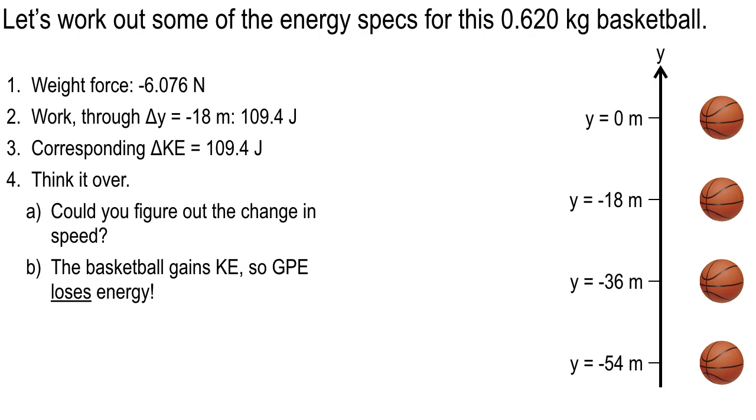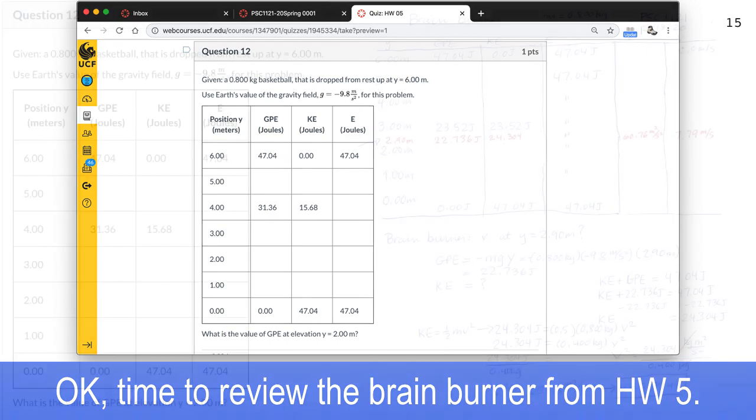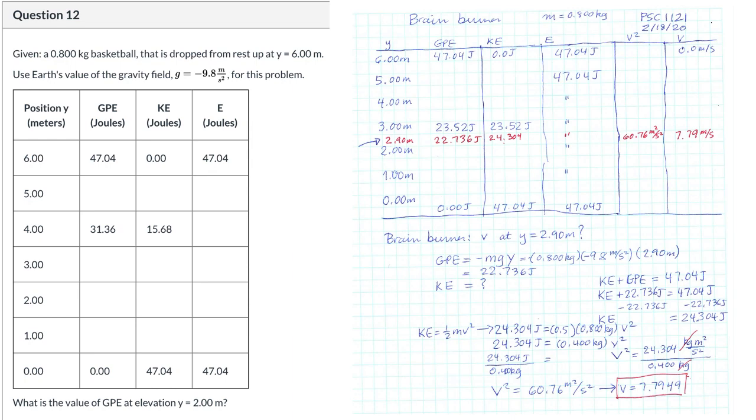All right. Now, we're going to go to the document camera, and we're going to take a look at this particular problem, which is, what is the GPE at 2.0? We're going to work out the brain burner that goes with that GPE question. So let me get up here, and I'm going to turn the lights up a little bit so you can make notes.